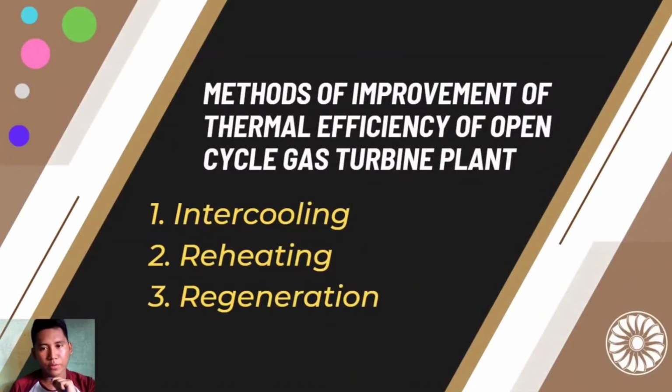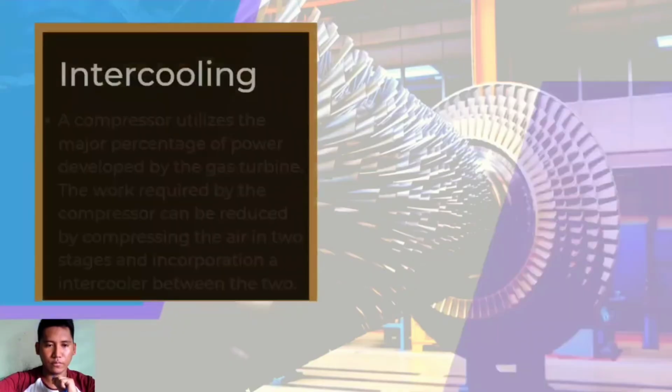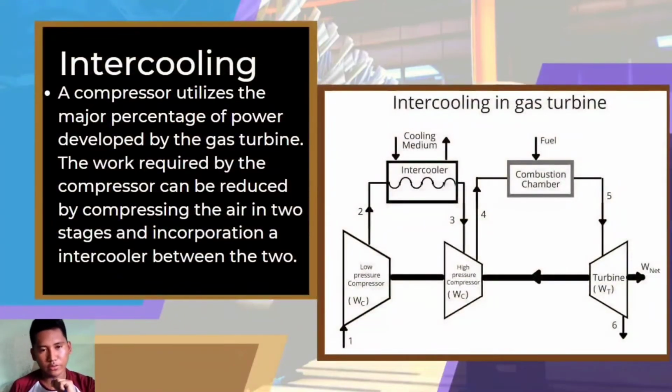Methods of improvement of thermal efficiency of open cycle gas turbine plant. First is the intercooling, second is the reheating, third is the regeneration. Intercooling. A compressor utilizes the major percentage of power developed by the gas turbine. The work required by the compressor can be reduced by compressing the air in two stages and incorporating an intercooler between the two.